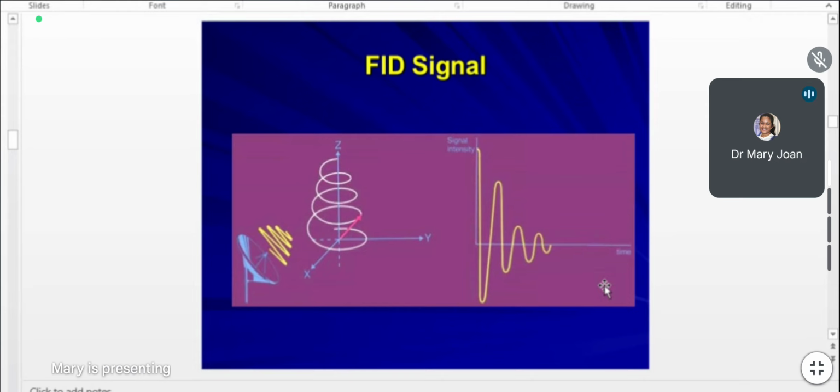You understand? Yes, ma'am. Fat will go back in a different way, water will go back in a different way, muscle will go back in a different way. So that is determined by all these parameters.